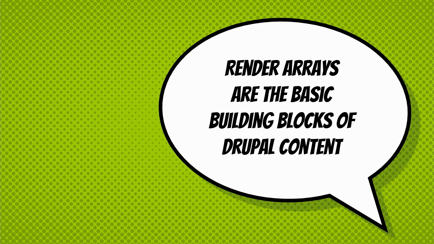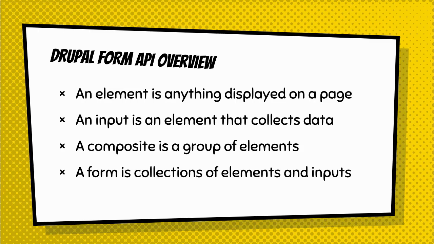Drupal's Form API doesn't heavily use composites, but a composite is a group of elements. The best example in core is radio buttons and checkboxes. That's a composite element, because each one of those individual checkboxes is an input. And a form is really just a collection of elements and inputs. That's all that's driving a form when you're getting a form that's rendered. And yeah, this is a form.